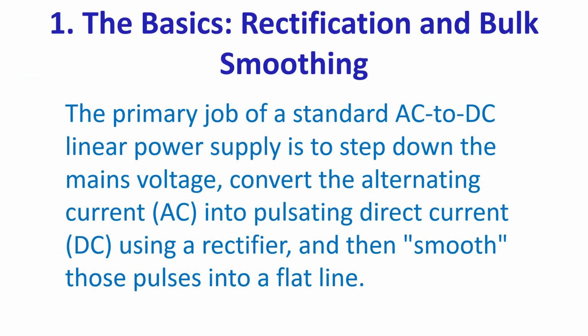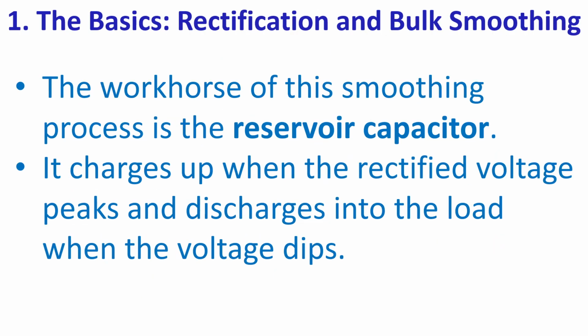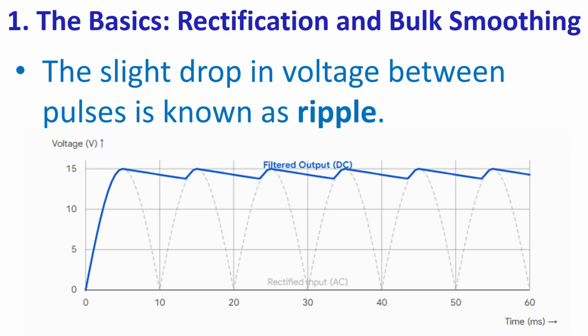The primary job of a standard AC to DC linear power supply is to step down the mains voltage, convert the alternating current into pulsating direct current using a rectifier, and then smooth those pulses into a flat line. The workhorse of this smoothing process is the reservoir capacitor or filter capacitor. It charges up when the rectified voltage peaks and discharges into the load when the voltage dips. The slight drop in voltage between pulses is known as ripple.